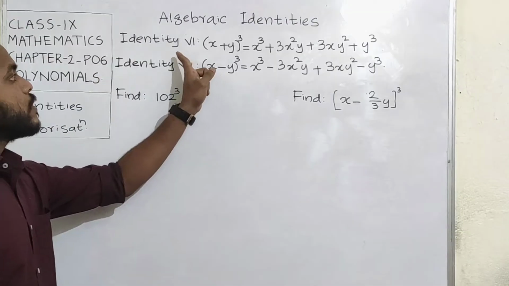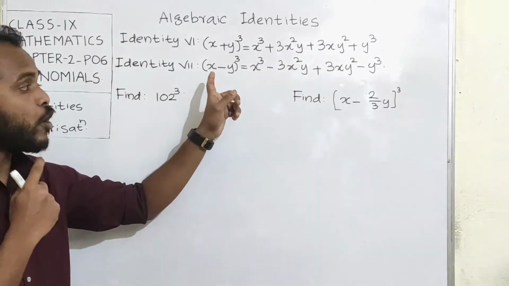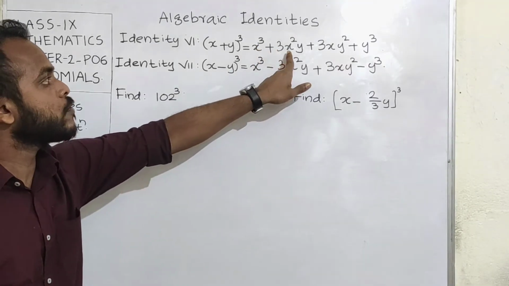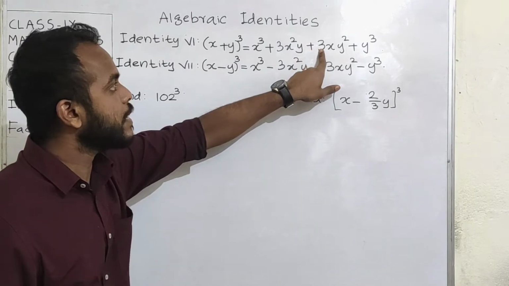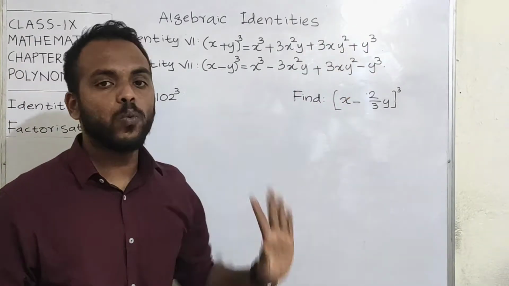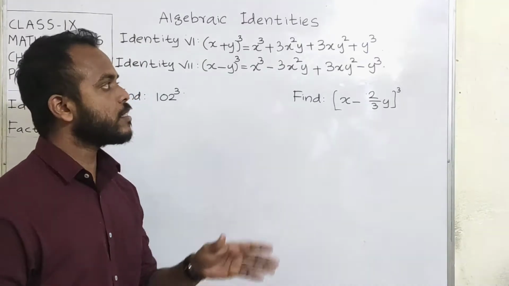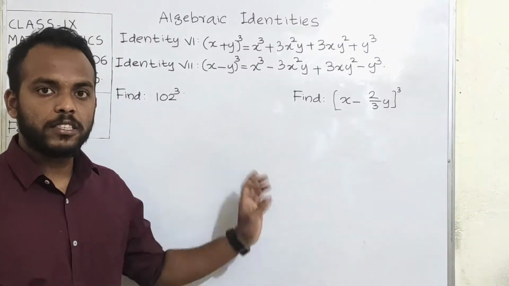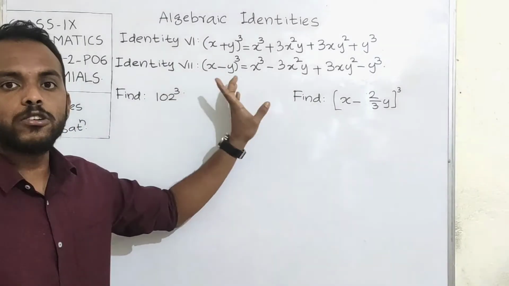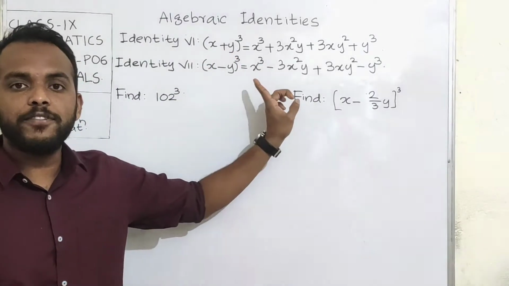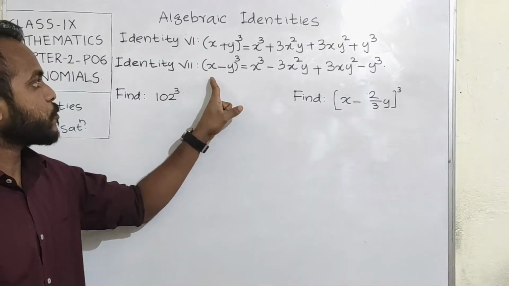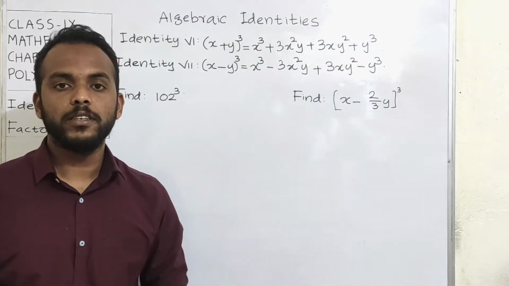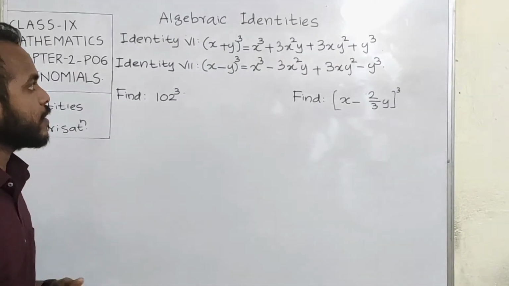That's it. The sixth identity says x plus y the whole cube, that is the sum of two numbers to the power 3, will be x cube, first number cube, plus 3 times first number square times second number, plus 3 times first number into second number square plus the second number cube. In the textbook it's written in a different way, but more or less they are the same. So I would recommend following this method, because the next identity also follows the same pattern, just with a difference of a negative symbol. That is x minus y whole cube can be written as x cube minus 3x square y plus 3xy square minus y cube.